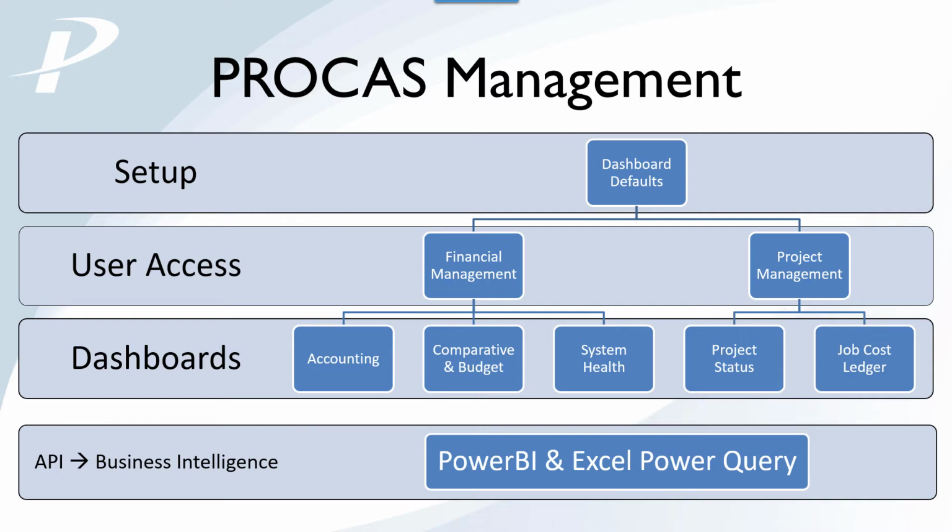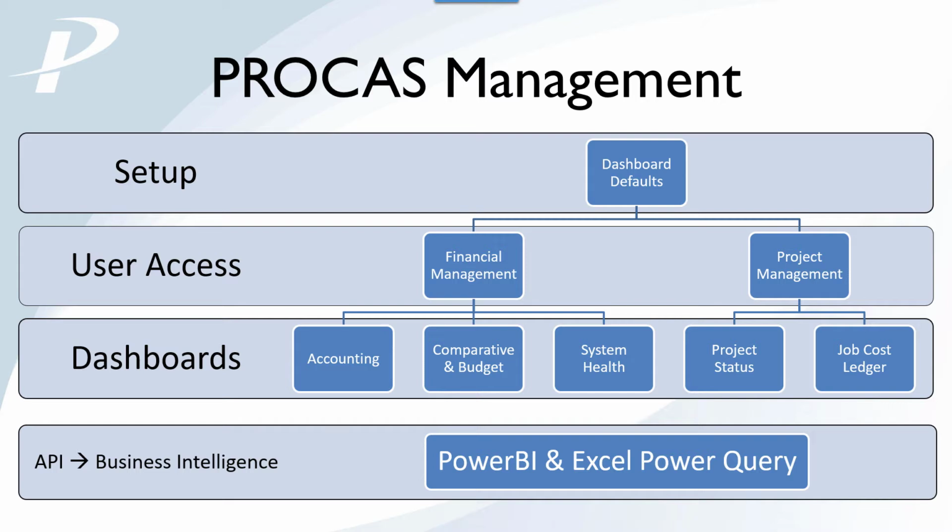As described in our onboarding process, both financial users and project management users can be given different access levels for which data is presented to them in the dashboards and reports. Dashboards are the tools your users can utilize once in the module. There are accounting, budget, and other financial dashboards specific to financial management users, as well as project status with funding and backlog, and job cost ledger with profitability numbers for project managers.